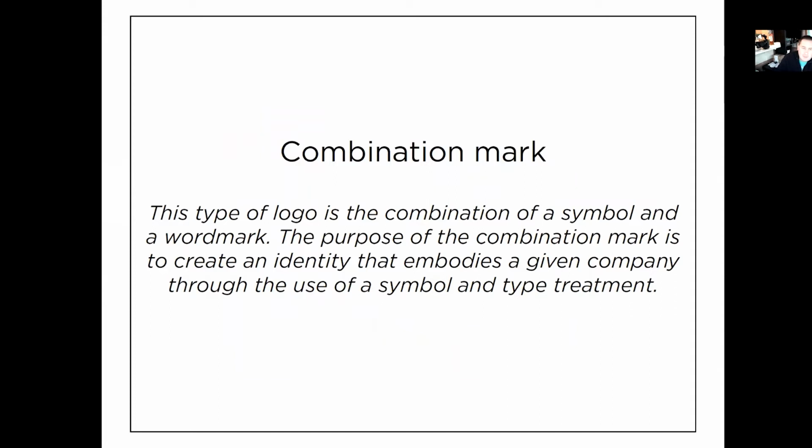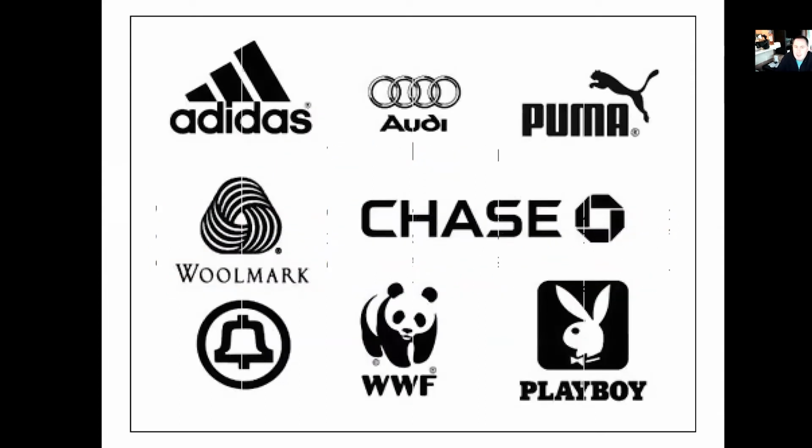There are combination marks, which is a type of logo that is a combination of a symbol and a word mark. The purpose of the combination mark is to create an identity that embodies a given company through the use of a symbol and type treatment. So we look at these, most of these logos have a symbol to them, but also include the name of the company. Adidas has the three lines there. You have that, or Audi, or Puma, or Chase, or World Wildlife Fund, or Playboy.